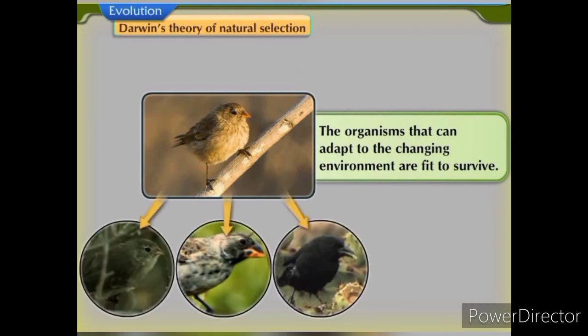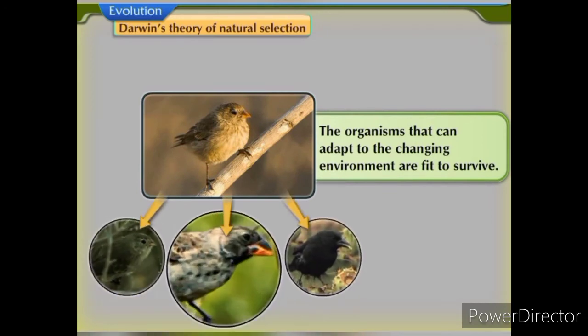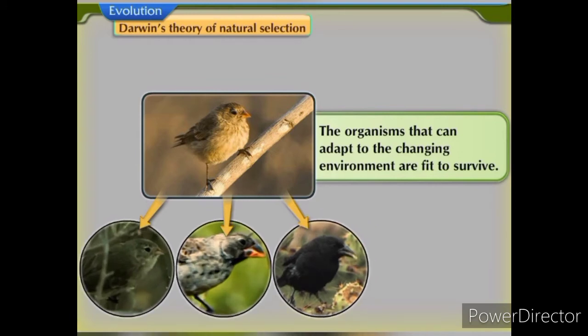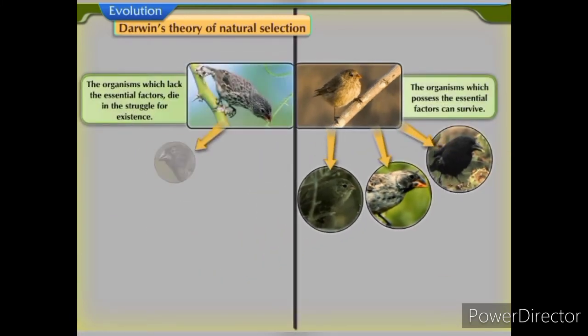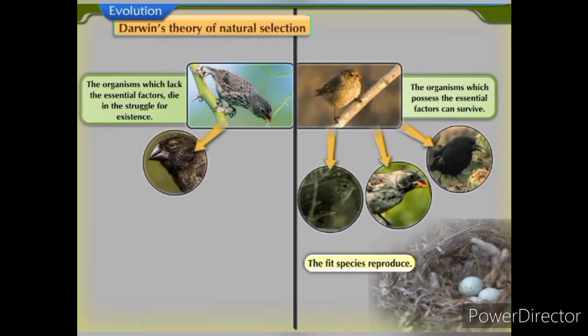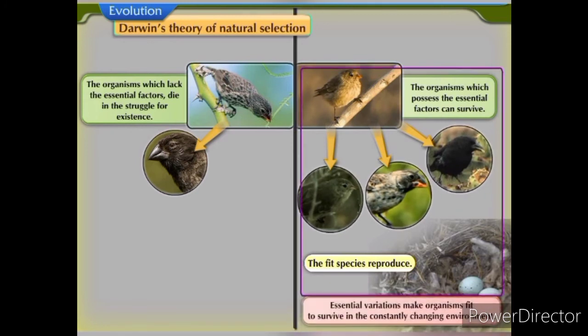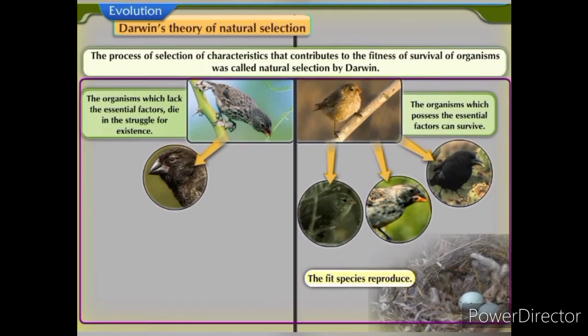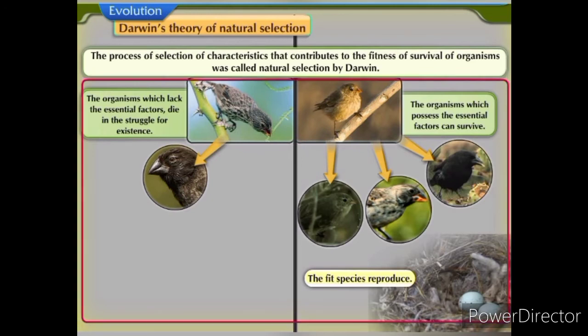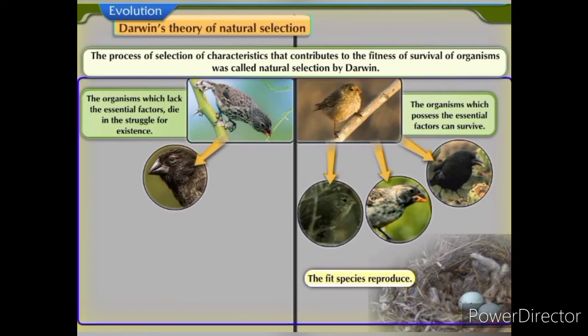Darwin assimilated and analyzed the observations of his data and suggested that only those who are fit for the changing environment have the right to survive. The organisms which are unfit are eliminated and ultimately die. The fit species reproduce. The essential variations in the characteristics are passed on from one generation to the next. These variations make them fit to survive in the constantly changing environment. The process of selection of characteristics that contributes to the fitness of survival of organisms was called natural selection by Darwin.